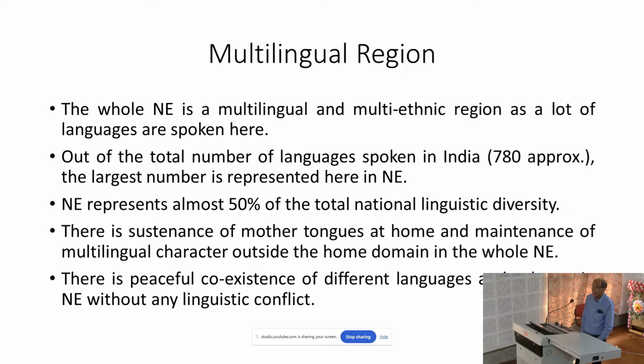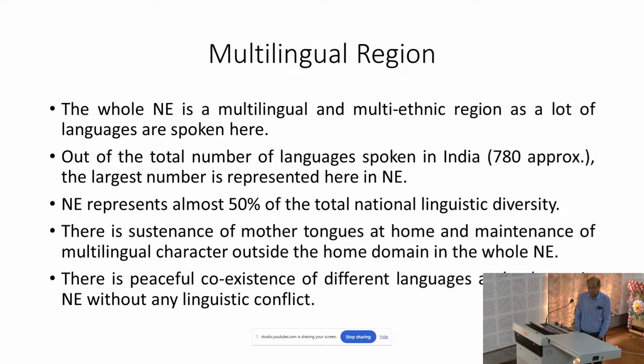And since a lot of languages, though it's not 780, it's more than 1,000, since a lot of languages are spoken in the Northeast, in reality, the Northeast is a multilingual and multi-ethnic area, meaning that almost all the speakers know more than 2 languages. Of course, we make a distinction, as Praveen talked about in his speech. I will expand on it a bit further.